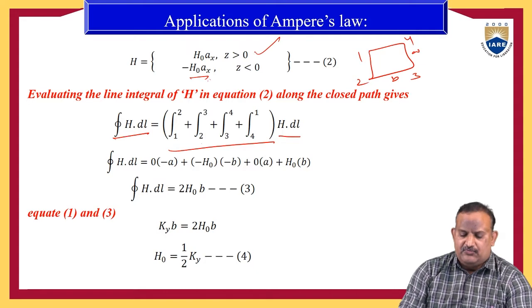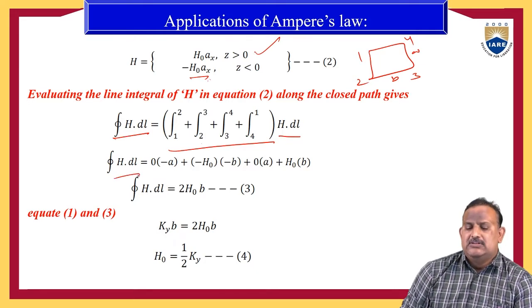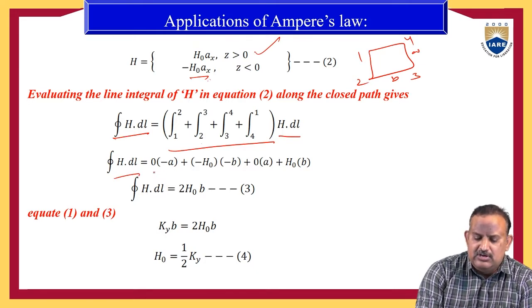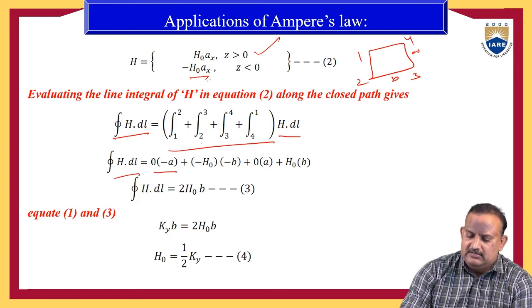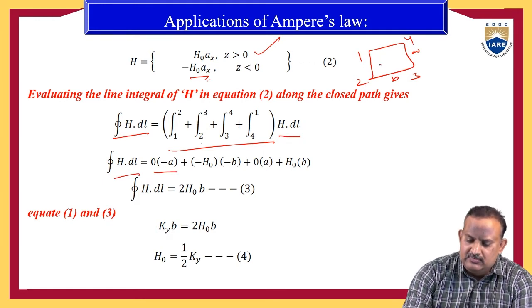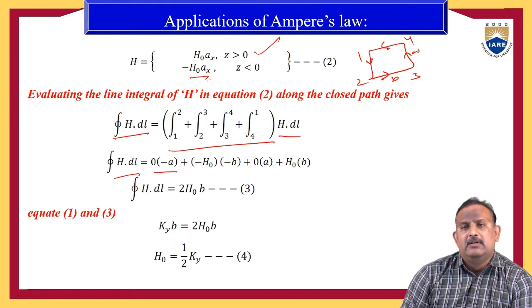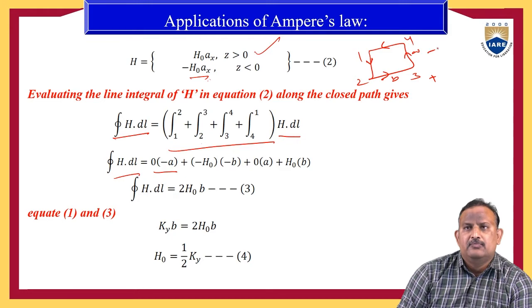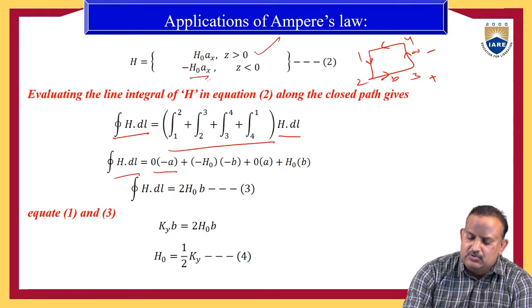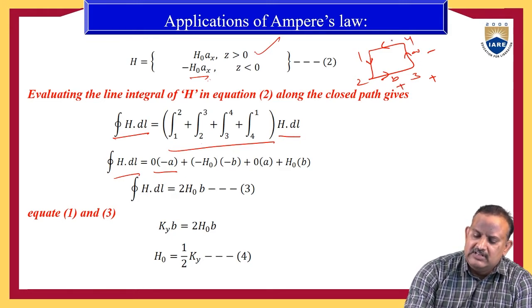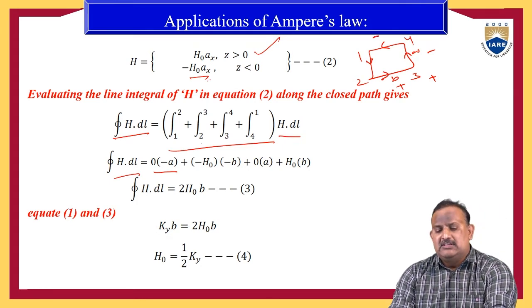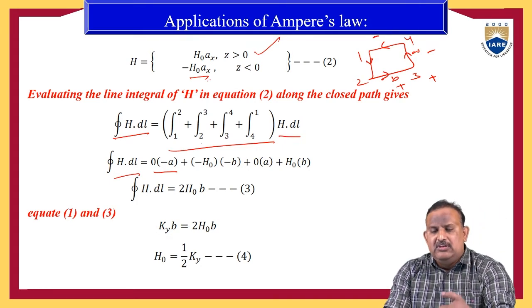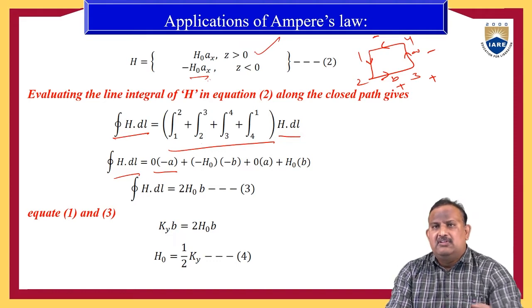Therefore, the closed integral of H dot dl is equal to, the first one is 0 into minus a. Here there are different directions. Let us assume the current flow 1 to 2, 2 to 3, 3 to 4, 4 to 1. If I assume the direction from 1 to 2 is positive, we need to assume 3 to 4 as negative. And if I assume 2 to 3 positive, then 4 to 1 is negative. Because the two sides are opposite to each other, we assume one as positive and the other as negative.